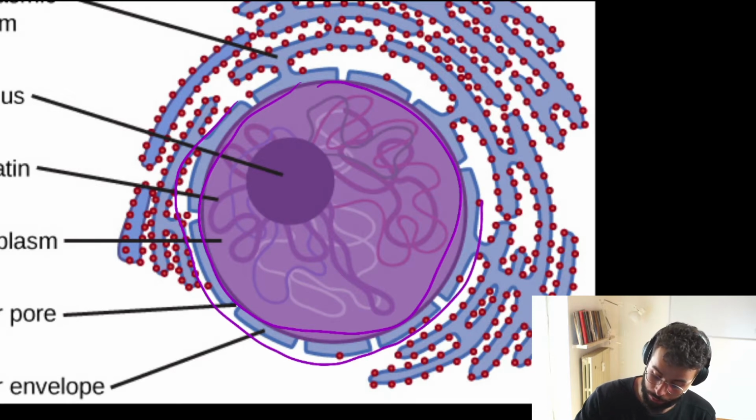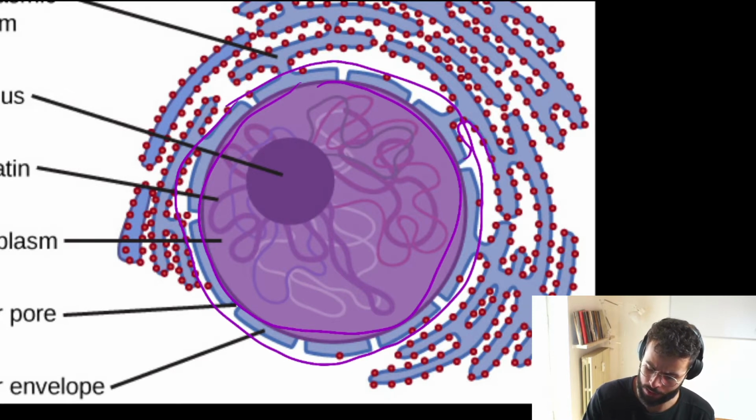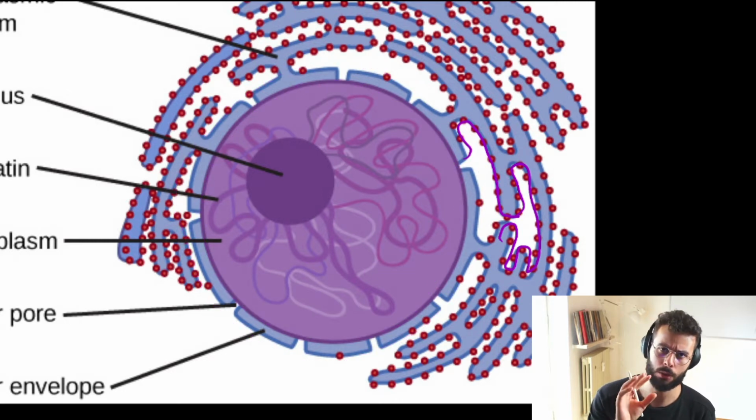The outer membrane is continuous with an organelle called the endoplasmic reticulum, which we are going to study in the next video. Another very important thing to know is that the nuclear envelope is very, very selective about what can go in and out. If you think about it, we really want to keep the genetic material safe inside the nucleus in order to prevent errors and mutations.